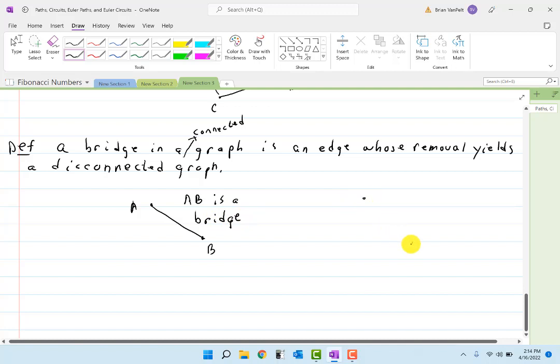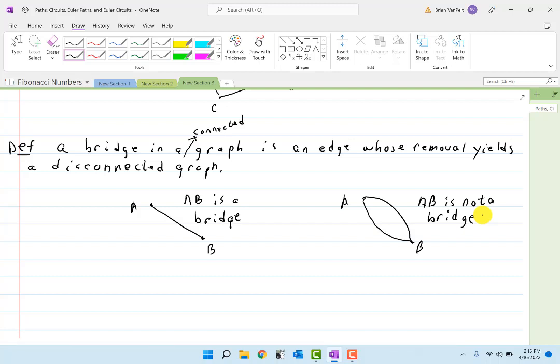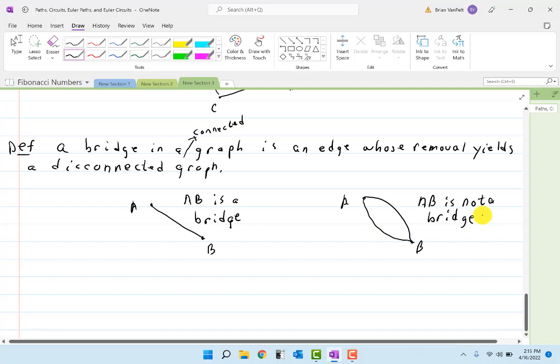However, now AB is not a bridge. Now I draw small examples because that's usually what we're going to be doing when we're solving things. You're going to be looking at an atomic scale, at all the parts where they're connected and things like that.